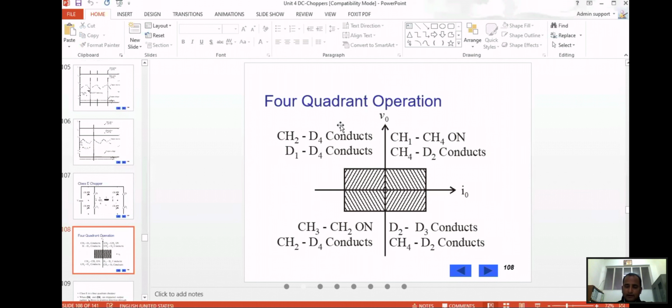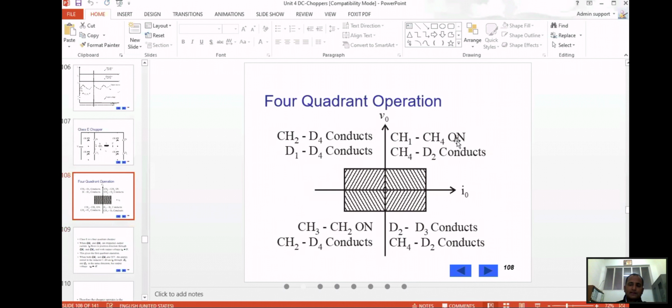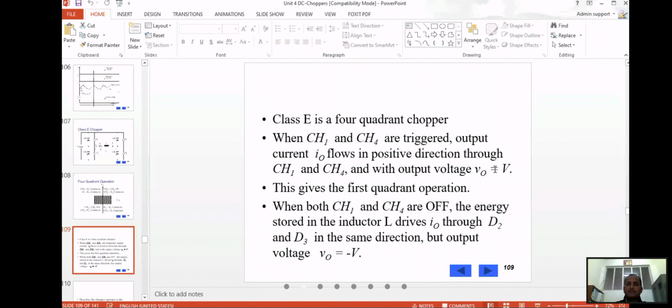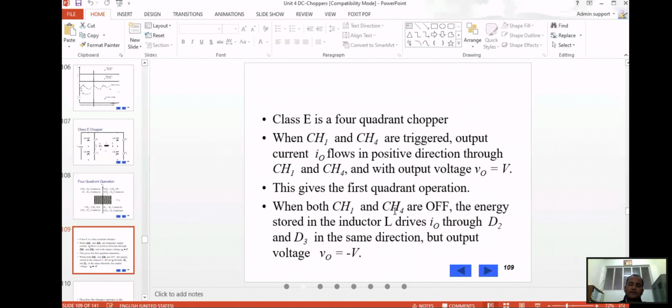Now the operation of the four quadrant chopper. When the choppers CH1 and CH4 are triggered, the output current will flow in the positive direction. So CH1 and CH4 are on, and the output current flows in the positive direction, and the output voltage V naught will be equal to V. So this is positive. It's operating in the first quadrant, right? When chopper 1 and chopper 4 are operating, the voltage and current are both positive, so this gives the first quadrant operation.